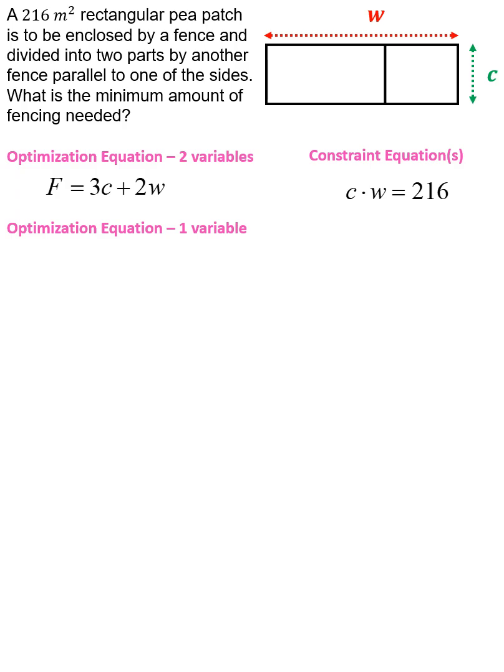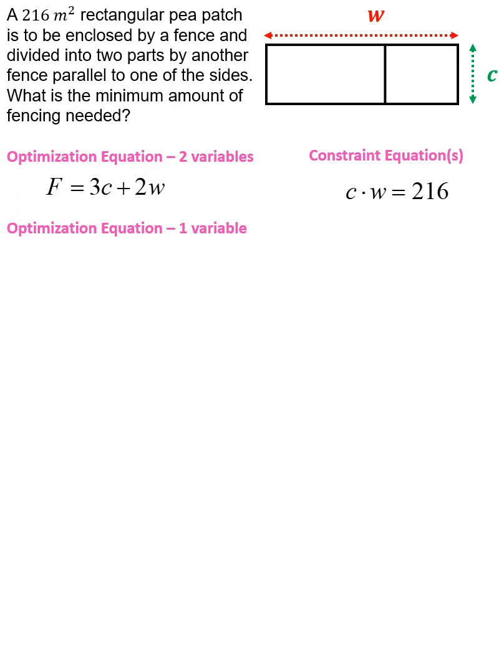Now notice this is not the optimization equation. We're not trying to optimize area. Area is what it is. It's 216 and I can't change that. So I build a constraint equation out of the fact that I can't change, or the fact that constrains the construction of the project. So regardless of my choice of C and W, it must be true that C times W is 216.